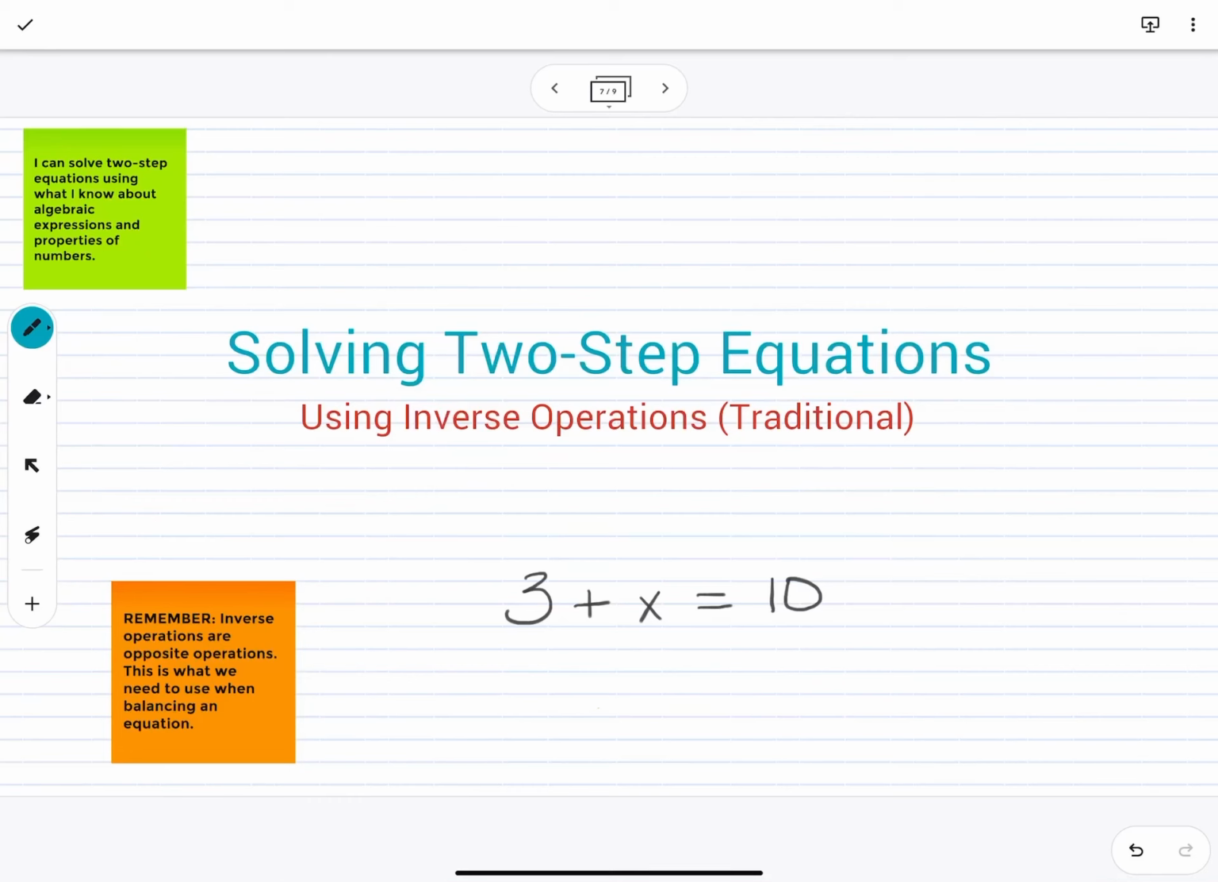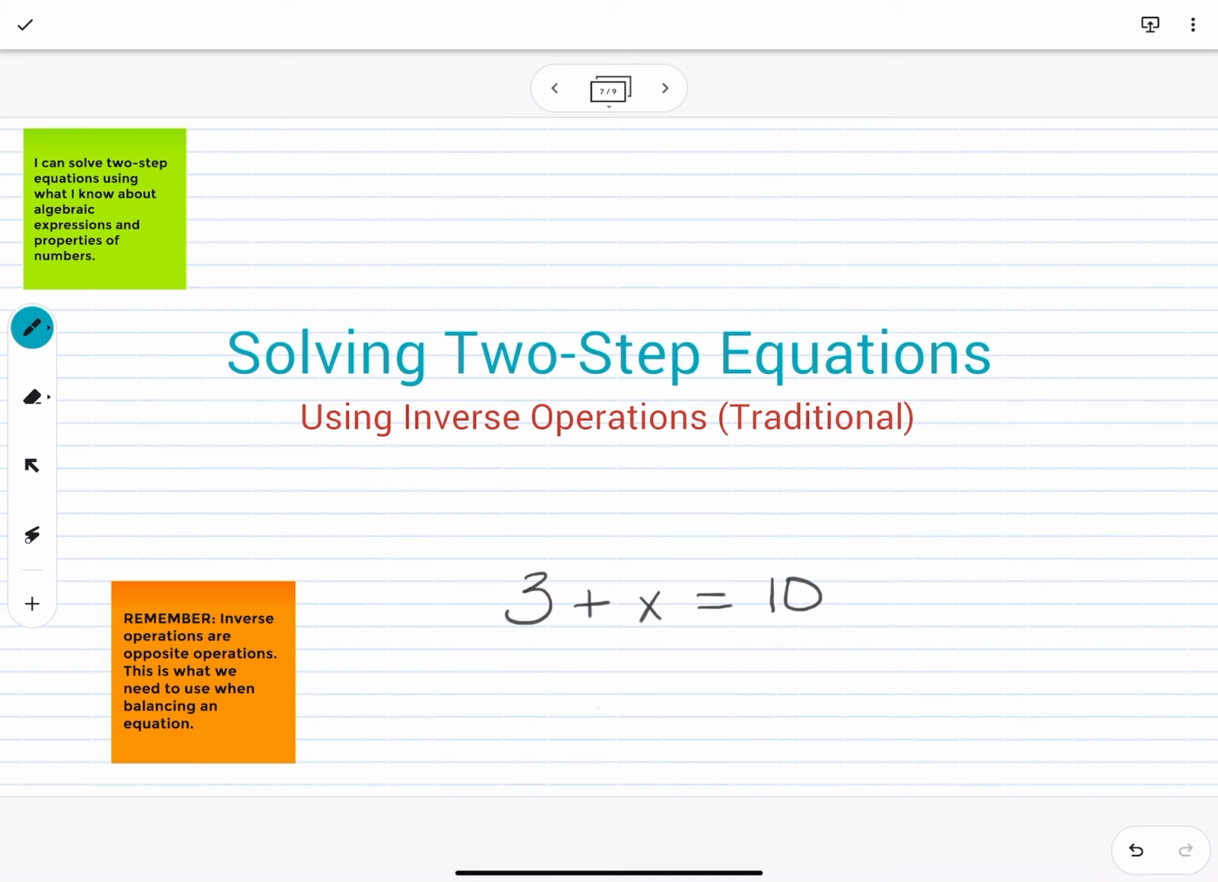We are going to talk about a third strategy that we can use to solve two-step equations. I call this one the more traditional approach, the more traditional strategy, because this is the way that many people have not only learned how to solve equations, but also seems to be the way that a lot of people prefer to solve equations. We are going to be using inverse operations.